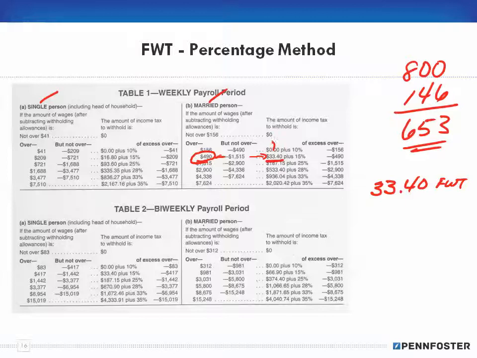The numbers in this column equate to the numbers in this column over here. Meaning, you see this said not over 156 has 0 taken out. Isn't that what this said here? So this 33.40 is the amount of tax owed on 490. This 187.15 is the amount of tax owed on the 1,515. The 533.40 is the amount owed on 2,900. 936.04 is the amount owed on 4,338. And 2020.42 is the amount owed on 7,624.